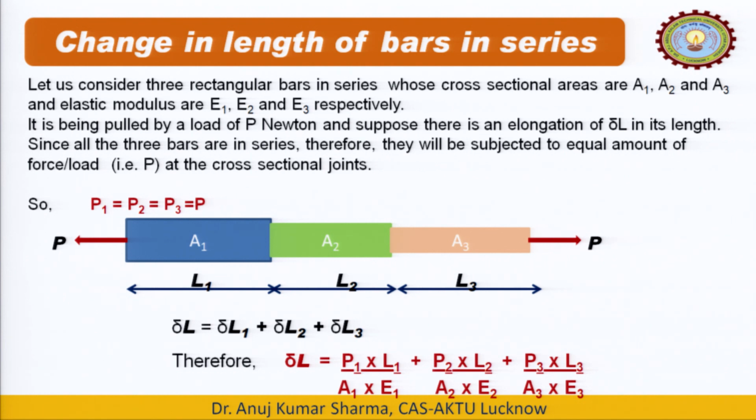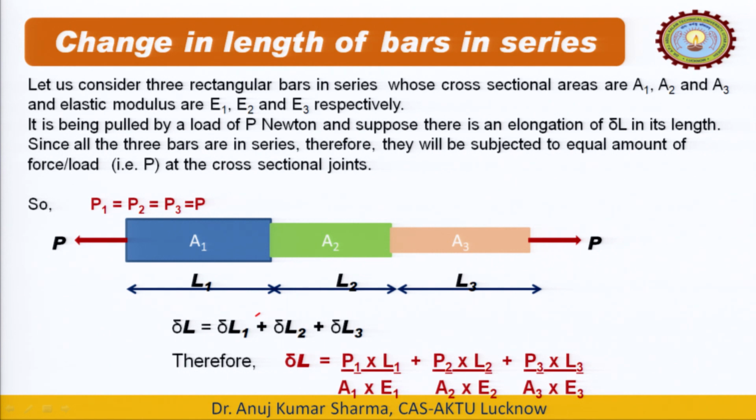So, there are two combinations, one series, one parallel. Series means one by one. So, here it is the series combination. Then we have to see the parallel combination also. In series combination the load is shared equally by the elements. That is why P1 is equal to P2 is equal to P3 is equal to P4. The cross sectional area of these elements is different, and the material of these elements is different.